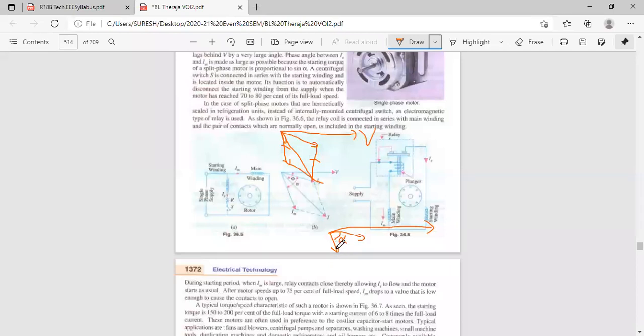Now construct the parallelogram in between IM and IS. For IM, from where you will take the parallel line?